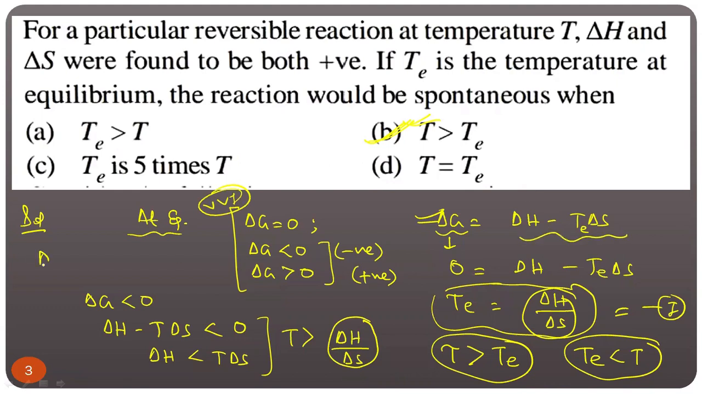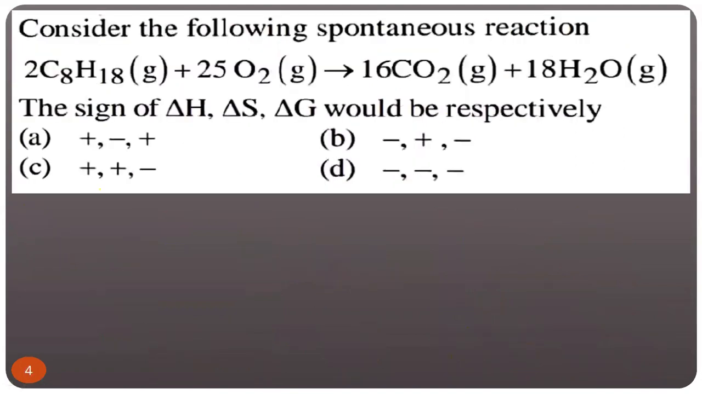And one more thing, delta G is equal to, one more formula we know, that is how to relate delta G with the equilibrium constant. Then delta G in electrochemistry also, minus nF E naught cell, I think you remember this. This is also a formula, okay. Now let's move to the next question.